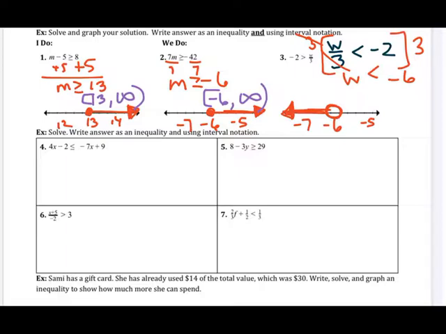For the next 4 examples, we are going to solve. We are not going to graph. So if you feel ready, go ahead and pause this video and try and work through some of these sample problems. All right, number 4.